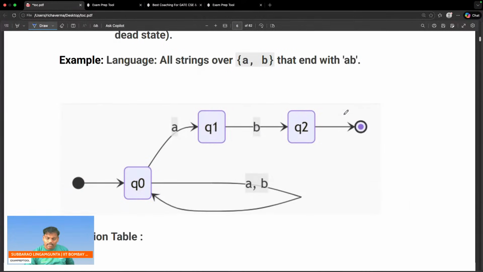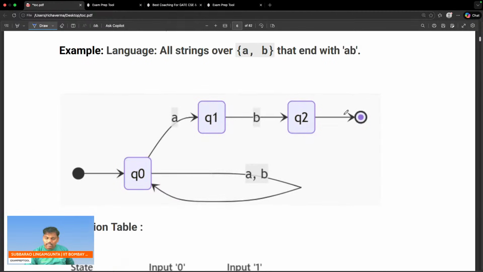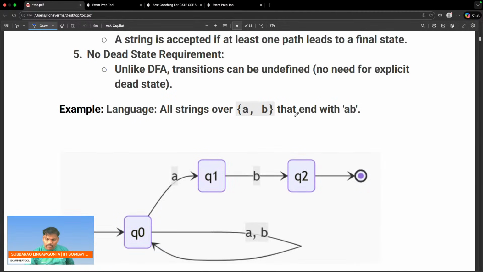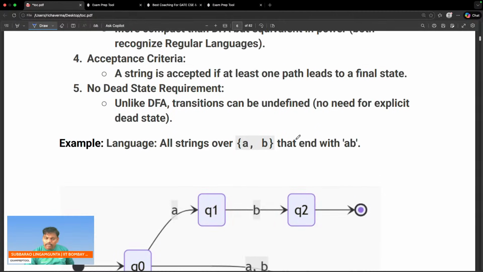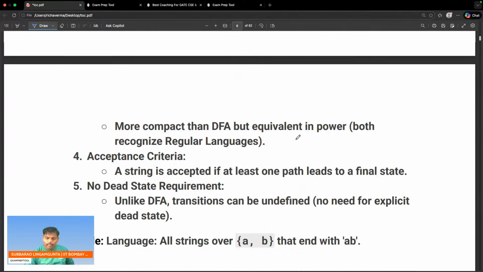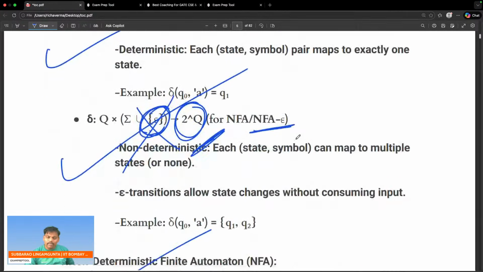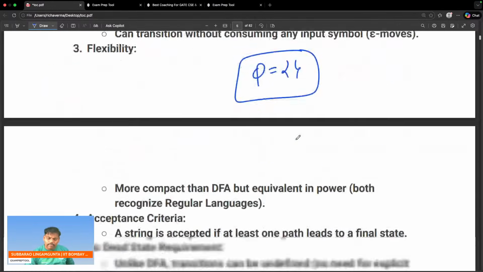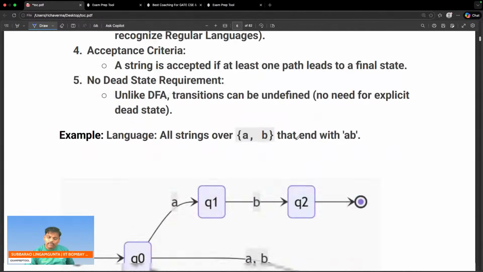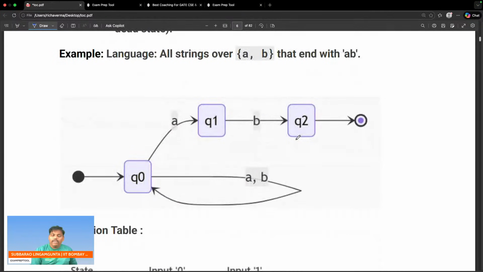I think you can see, let's see the example. If any examples are there, I will give. Yeah, perfect. Now you can see here the language. Let's see this problem: all strings over {A, B} that end with AB. Ending with AB. Try to understand this one.